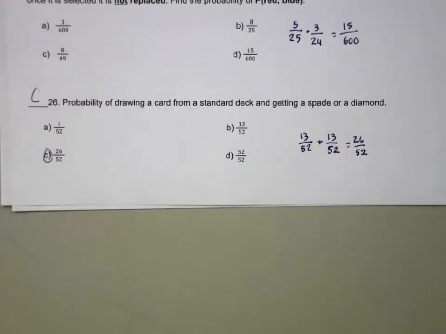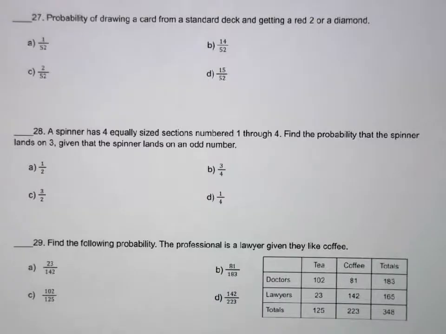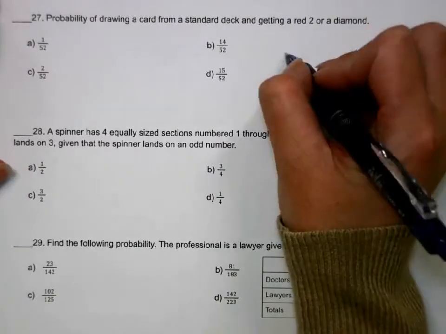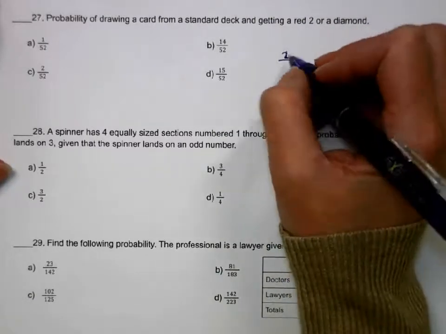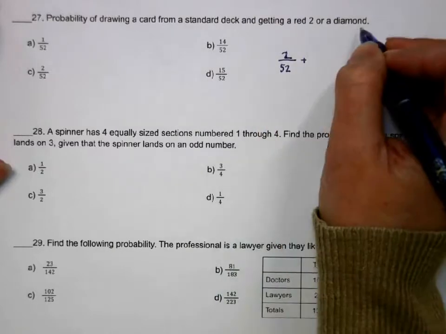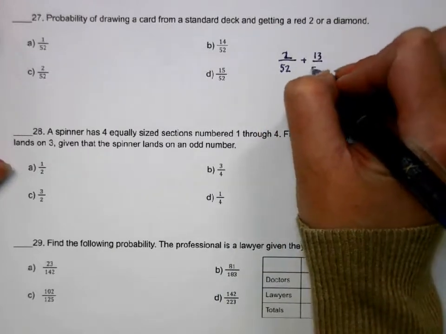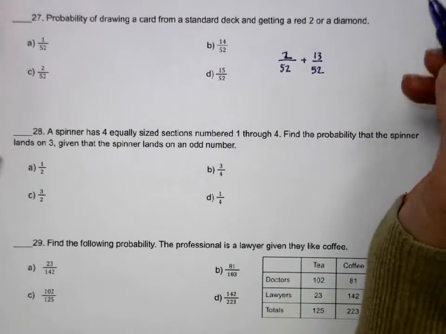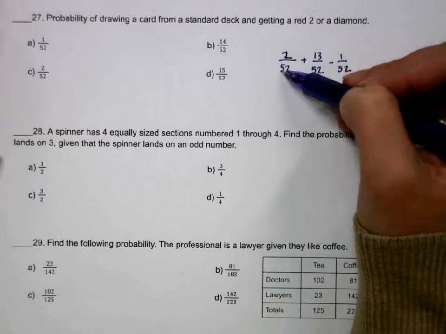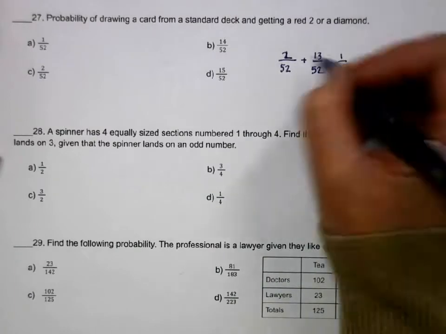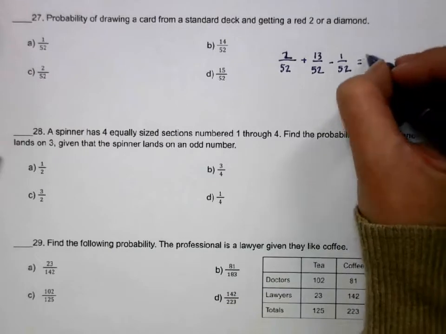Okay, next, what's the probability of drawing a card from a standard deck and getting a red 2 or a diamond? So here there is overlap. So I'm going to do the probability of getting a red 2, which is 1 out of a red 2, there are 2 reds, out of 52. Add that to the chance of getting a diamond. There are 13 diamonds, but we counted the 2 of diamonds twice, so I need to subtract that out. Because we counted it here as a red 2, and we counted it here as a diamond. So when you do this, you get 14 out of 52, which is option B.